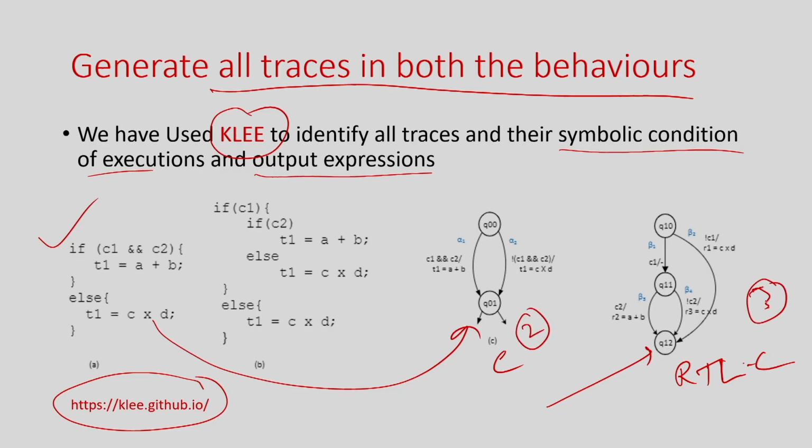You can understand here that the number of traces may not be the same in both the behaviors because of the conditional optimizations. So if you just compare for this path, you may not find an equivalent trace there. That is a problem. But this is the first step: given the behavior, I will identify the number of traces in C and the number of traces in RTLC. This is my step 1.